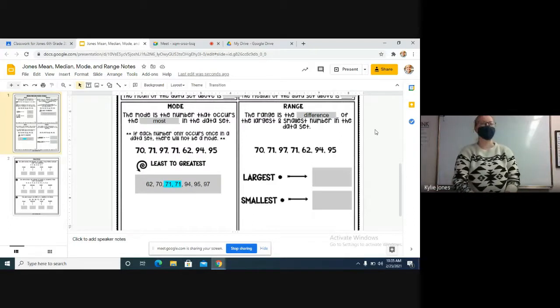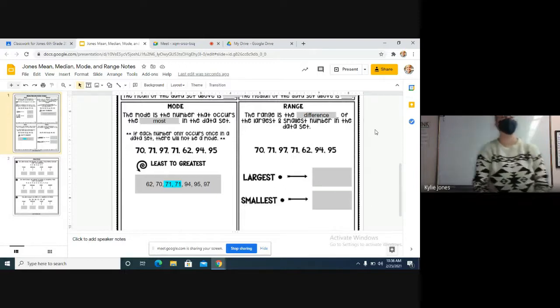What is a difference? Not opposite. It's the answer to what type of problem, if you're finding the difference? No, not addition. It's subtraction. For addition, it's the sum when you add them all together. So for this one, the range is the difference, or you're subtracting the largest number and the smallest number.